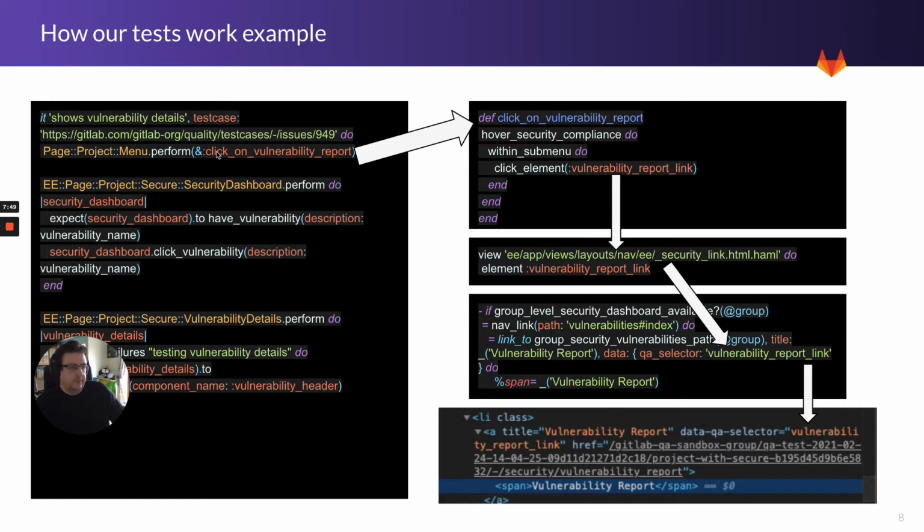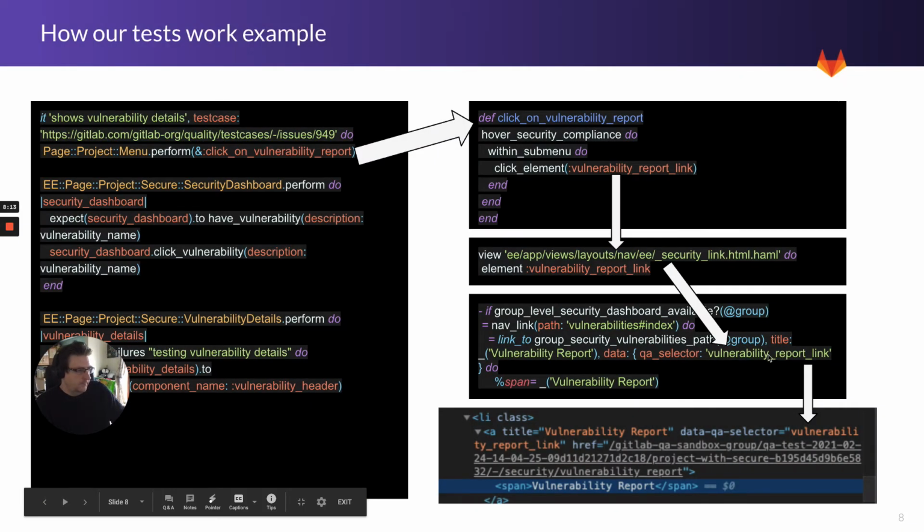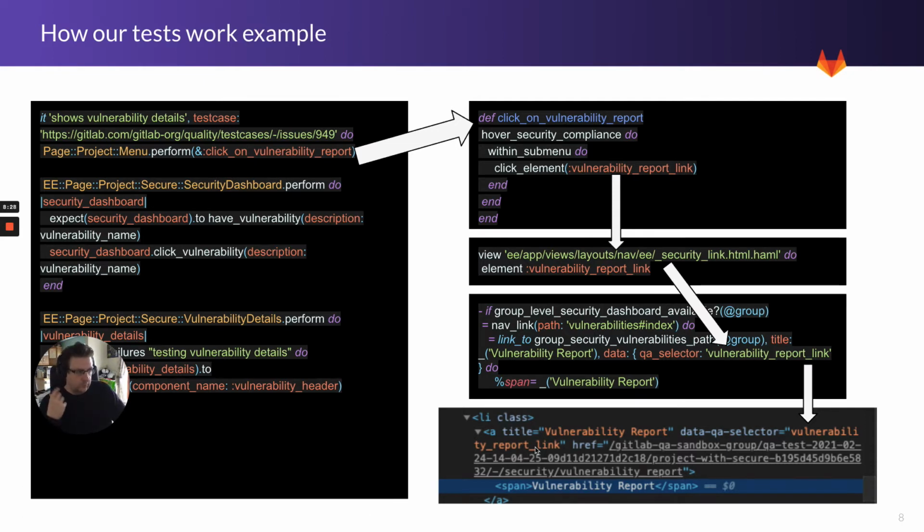for example, click on vulnerability report, which is a function within our QA page module, which has a view from the security link HAML, which contains an element vulnerability report link. Within the actual source code itself, this is a vulnerability report link, which when the page is actually built, is displayed within the source code as data-qa-selector vulnerability report link. So this is how our test knows where to click and which elements to pick up, etc.